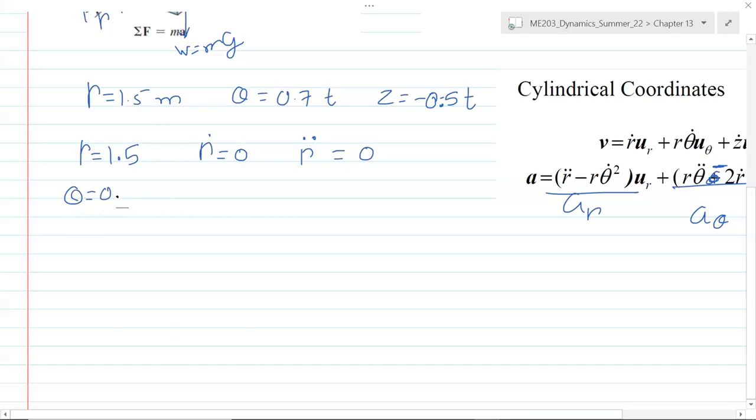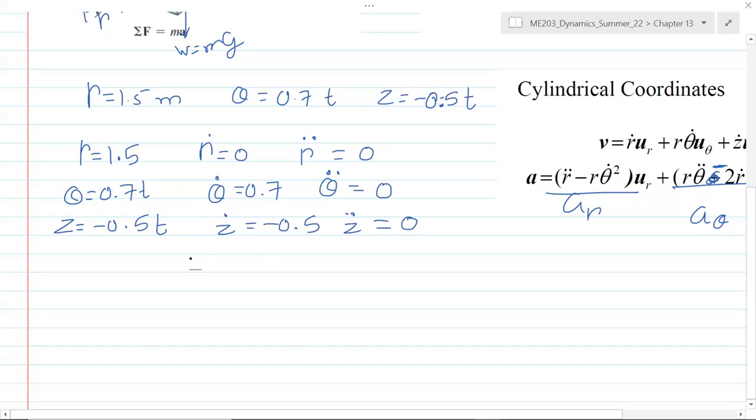Theta is 0.7t, so theta dot is 0.7, and the derivative of a constant is 0. Z, on the other hand, is minus 0.5t, so z dot is minus 0.5 and z double dot is 0. Now, where we have t in our equation, we will apply all calculations at t equal to 2 seconds because that is what we have been asked to do in the problem. So let's apply these equations of motion.